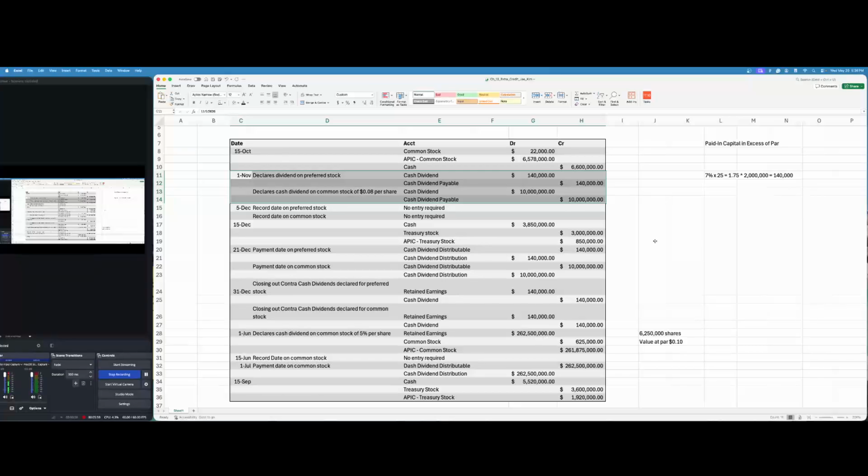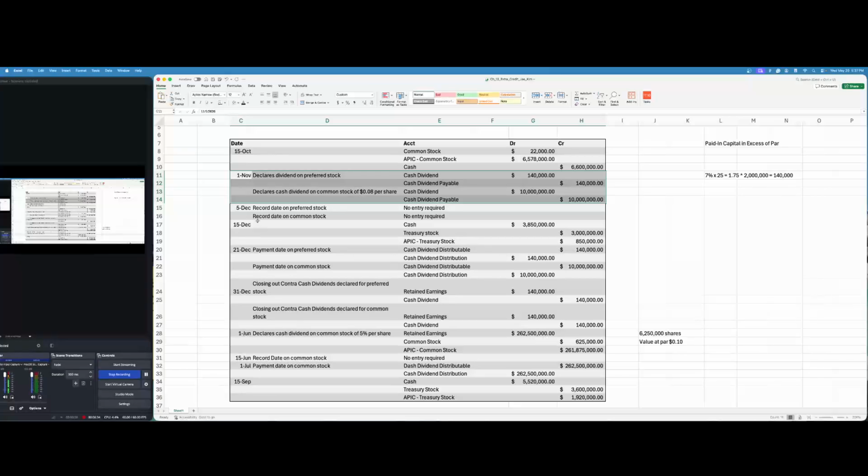Next, they've also declared a cash dividend on common stock as well. How it works is they first declare it at a certain date, they record it on a certain date, and then they issue it. They decided to declare it November 1st, record it December 5th, and then pay it on December 21st.